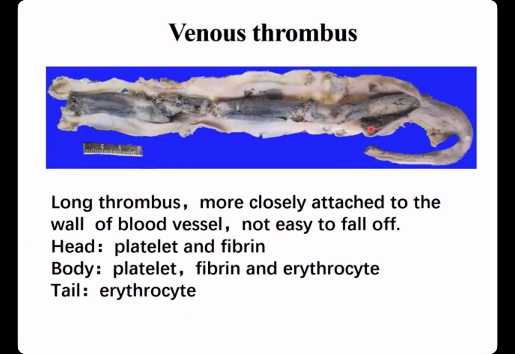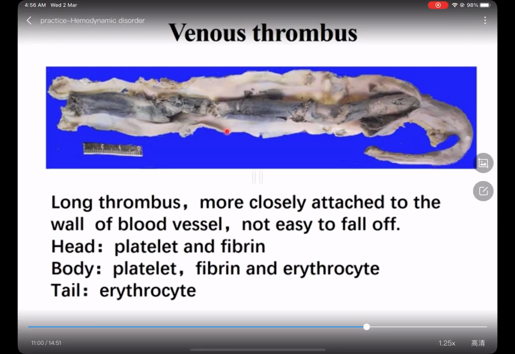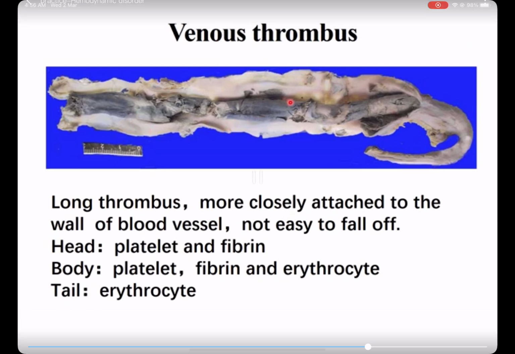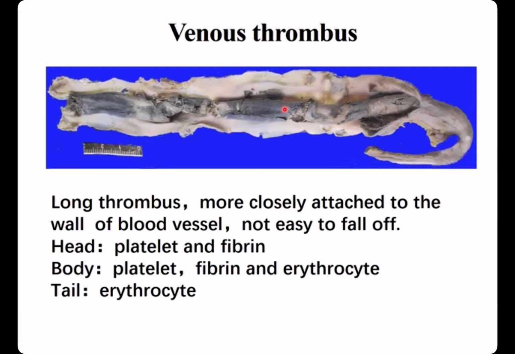It is gray-white in gross observation, and the tail is mainly composed of red blood cells, so it is dark red. The body contains platelets, fibrin, and erythrocytes, so it is white and dark red mixed. Because it is fixed in formalin, it is white and black mixed. The thrombus is closely attached to the wall of the blood vessel and is not easy to fall off.